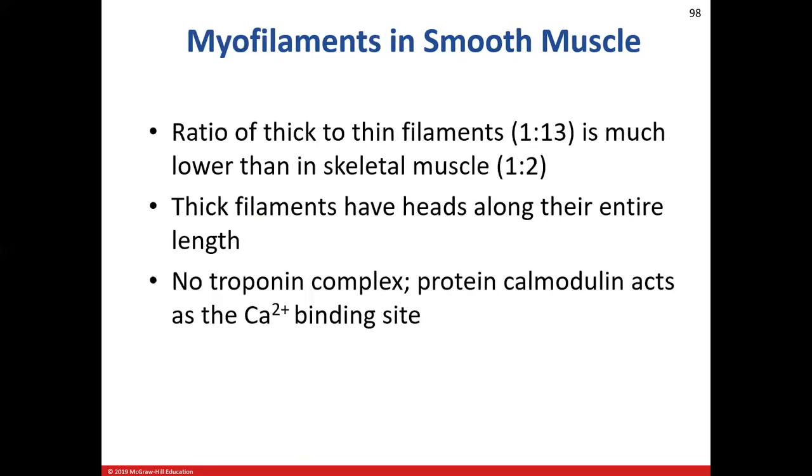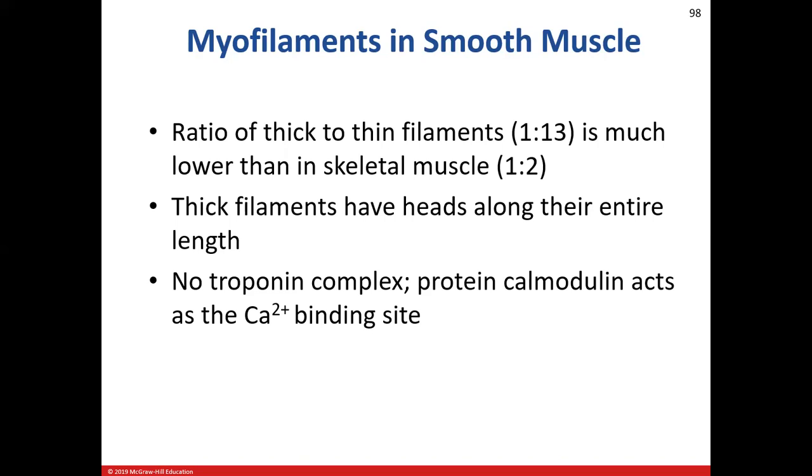When we look at the myofilaments in smooth muscle, the ratios are significantly different when we look at thick to thin filaments. The ratio of thick to thin filaments in smooth muscle is about 1 to 13, and that is much lower than we find in skeletal muscle. The thick filaments are going to have heads along their entire length, whereas in skeletal muscle, if we recall, the myosin heads are absent essentially in that H-zone region.